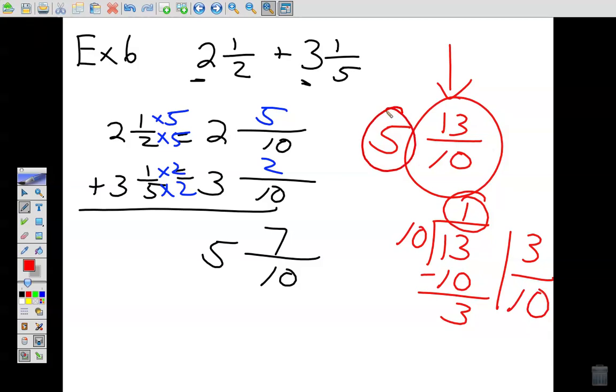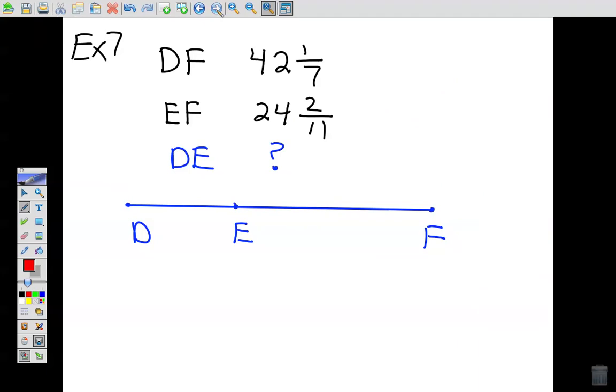Now add the 5 and the 1. Answer in this particular example would be 6 and 3 tenths. You might want to ask in class for me to go over that a little bit more, changing an improper fraction to a mixed number. Last example, example 7, so that we don't make this video too long. You're going to combine this a little bit.